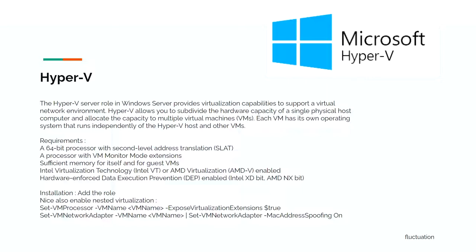You will need a 64-bit processor with second level address translation. You need a processor with VM monitor mode extension. You must have memory for the host itself and for guest VMs. You must have Intel Virtualization Technology, Intel VT, or AMD-V enabled. And you must have hardware-enforced data execution prevention enabled in the BIOS. You can verify this by running systeminfo. The output has a Hyper-V section to identify whether the requirements are met or not.